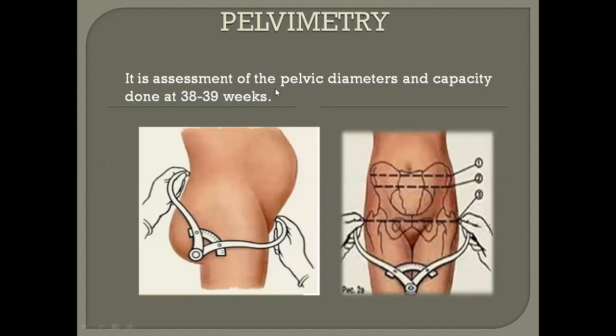In order to find out the CPD or contracted pelvis, at 38-39 weeks the pelvic diameters are assessed. That is known as pelvimetry. So here, this is the instrument which was used. It is not commonly used now, this pelvimetry. Through this instrument the diameter will be assessed, so as to assess whether it is a contracted pelvis or not.